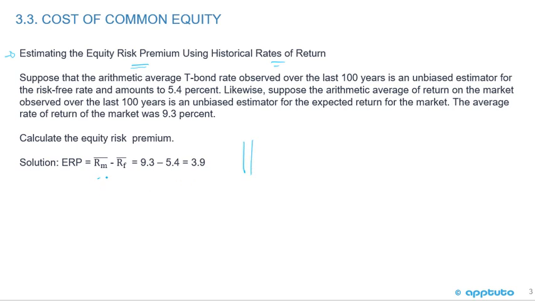So what we would do is the return of the market minus the risk-free rate. So it's 9.3 minus 5.4. We have an equity risk premium of 3.9.